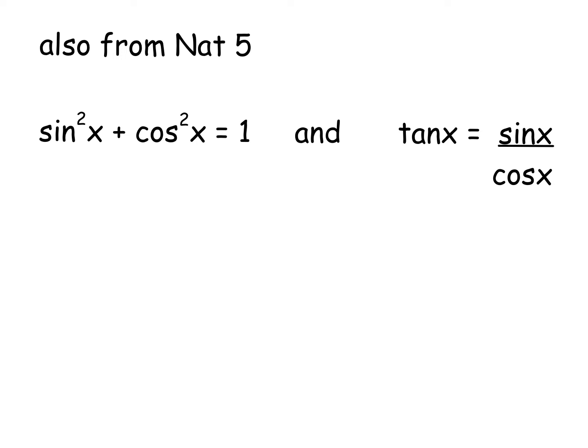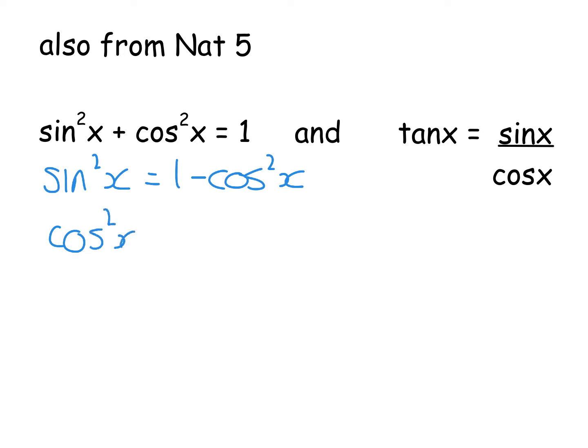At National 5 you get told that sin squared plus cos squared equals 1. And from that you can rearrange these, and you can say, right, well, that means that sin squared x must be 1 minus cos squared x. And similarly, cos squared x must be 1 minus sin squared x. And then the tan x is just sin over cos. And similarly, if you had tan squared, it would be sin squared over cos squared. Okay, so they're National 5. Those ones do need to be committed to memory.